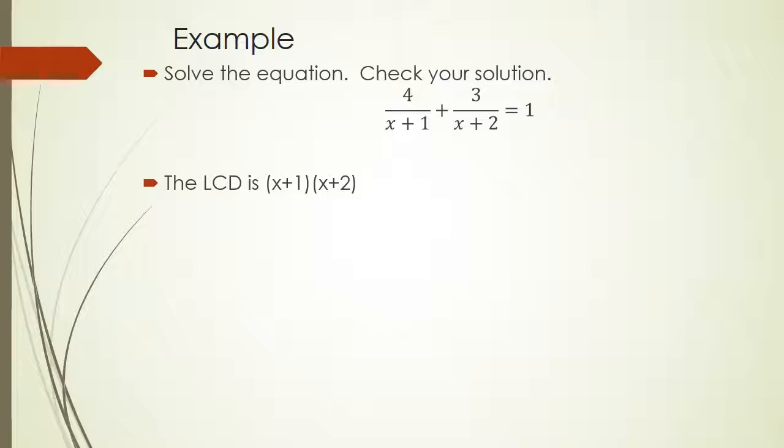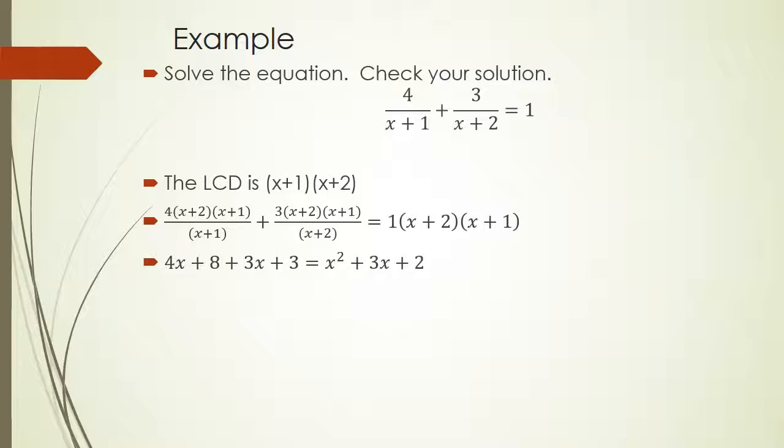So our least common denominator is really the two denominators multiplied together. And we multiply every single thing by the common denominator. Notice that what we're going to be able to do in the first fraction is cancel the x plus 1s. In the second fraction, we'll cancel x plus 2. Don't forget the 1 has to get multiplied by the common denominator as well. When we multiply everything out and cancel, we get this.